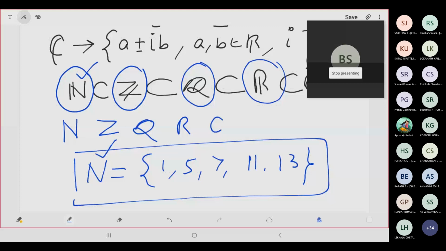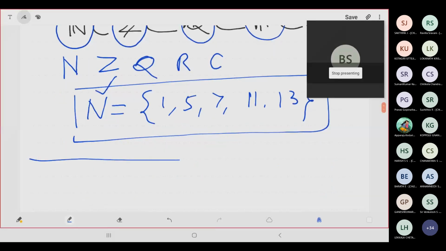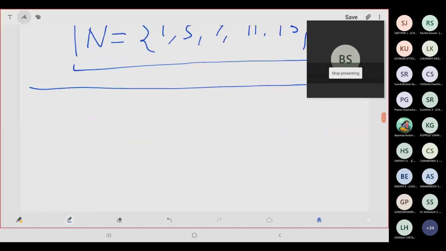Okay, guys. So now, according to your course delivery plan, the first topic is to introduce the function. So what is a function? First topic, function.